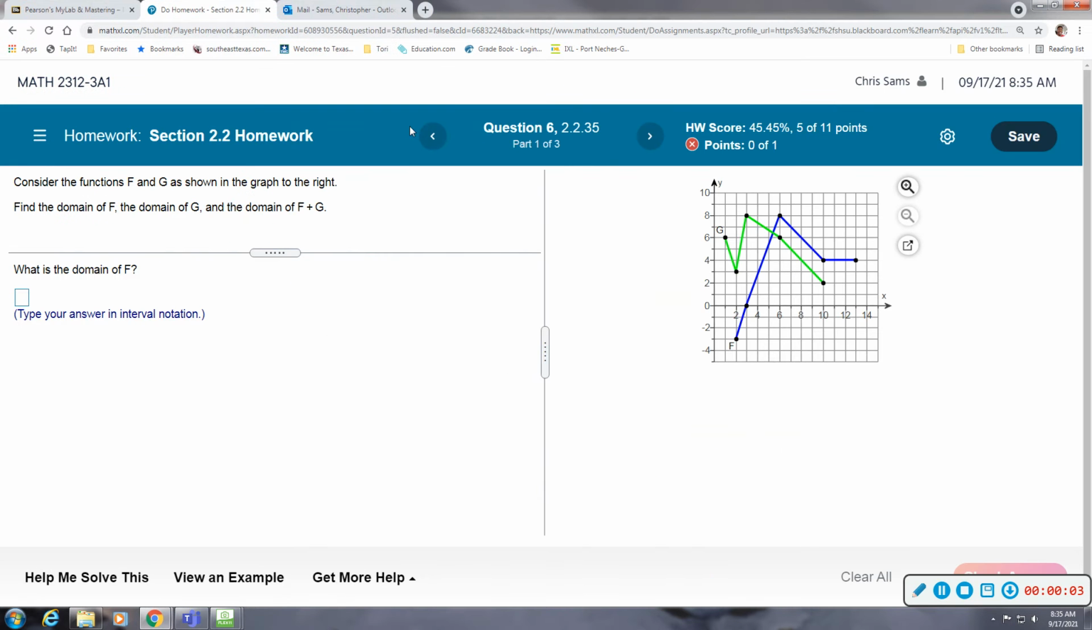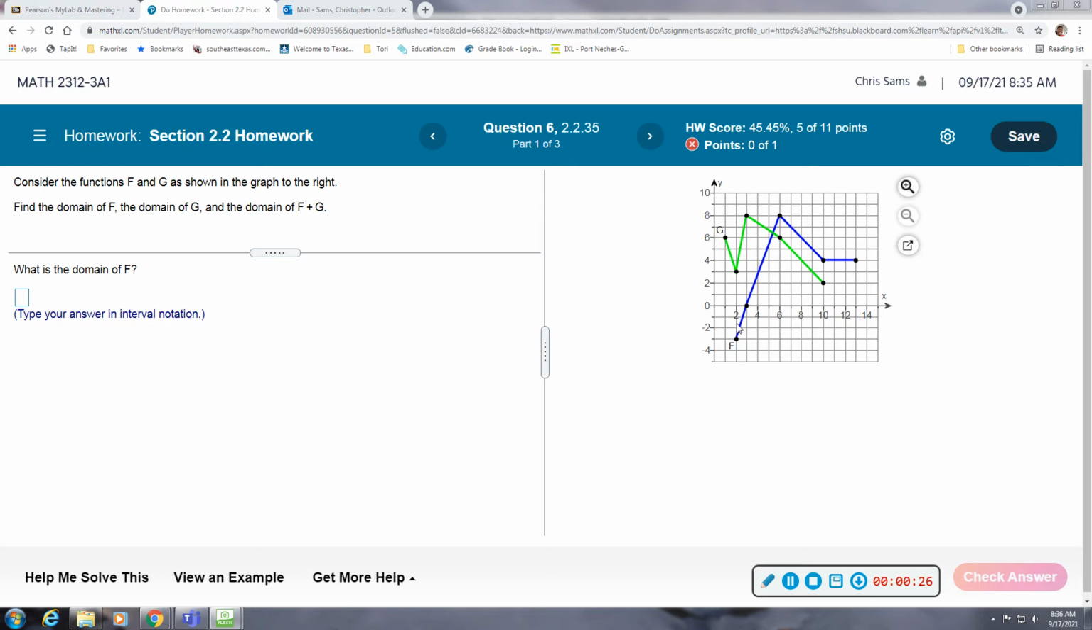Okay, number 6. We want to consider the graph that we have here, and we're going to find the domain of f, g, and f plus g. So remember, the domain of f plus g was just the overlap. And to find the domain from a graph, you just read it from left to right, find the leftmost x value.